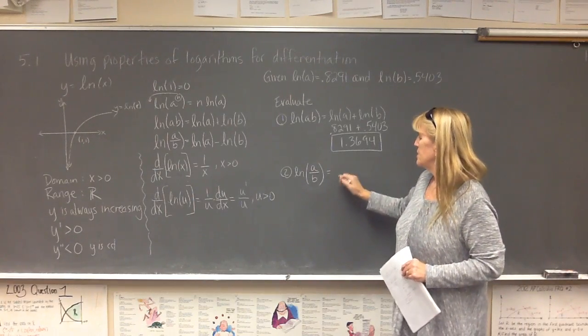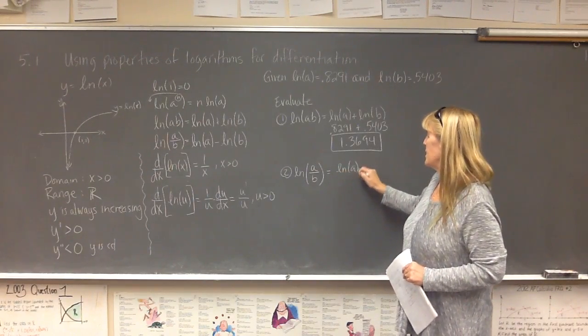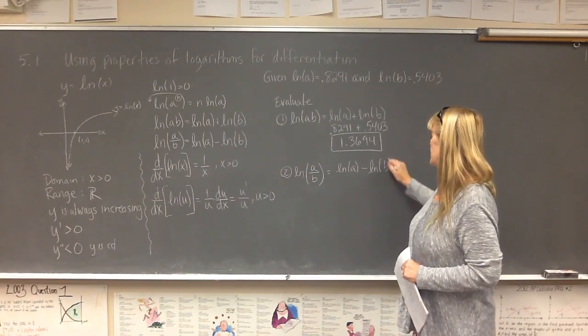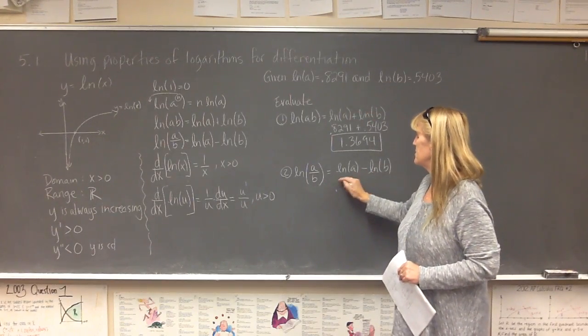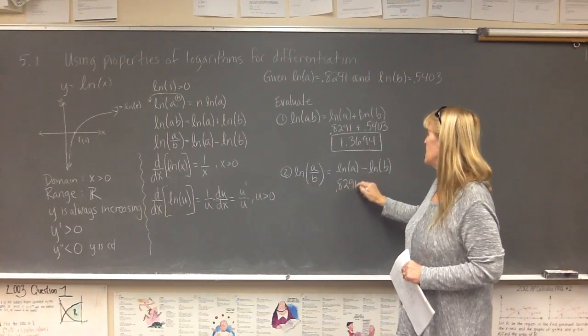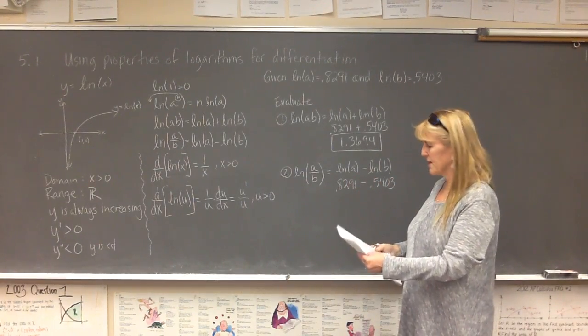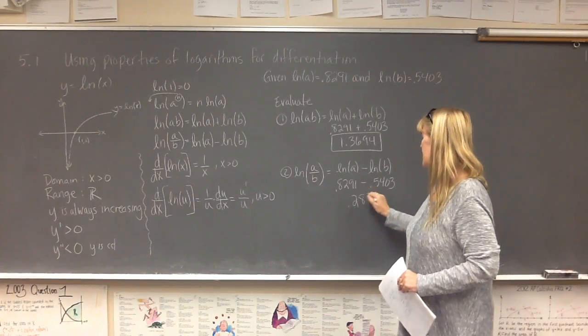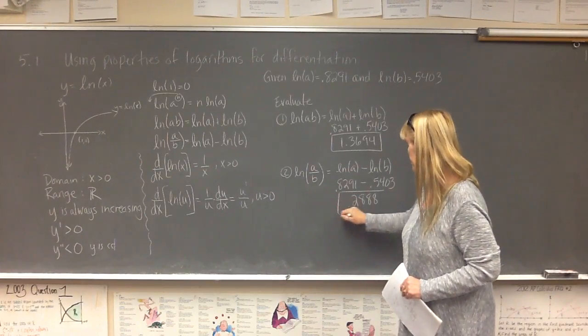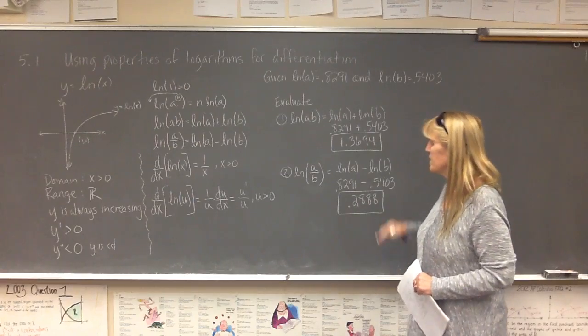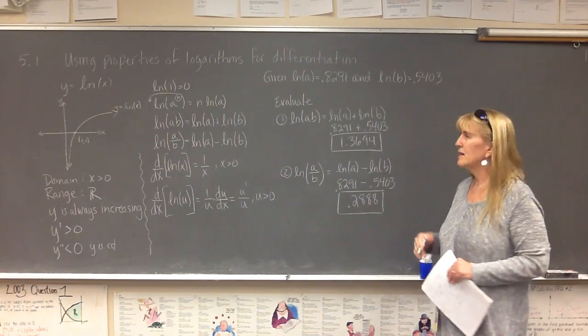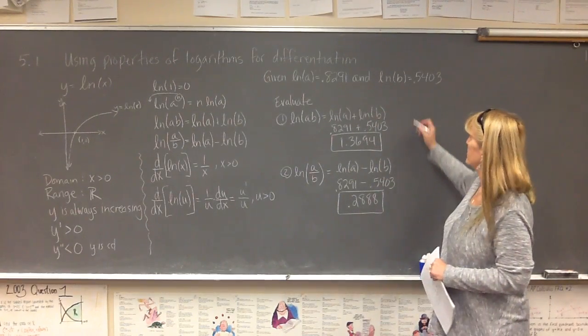To do a division, we'd simply do natural log of A minus natural log of B. Same numbers, you still pull those same decimal values, 0.8291 minus 0.5403. And that final answer is going to be 0.2888. Those are the 2 easiest examples. And then they get a little more difficult.